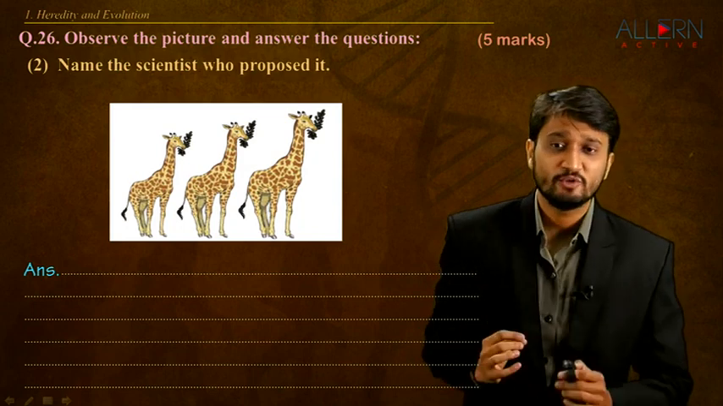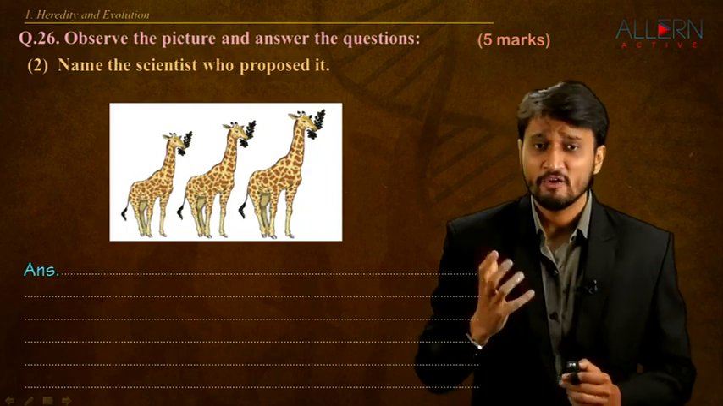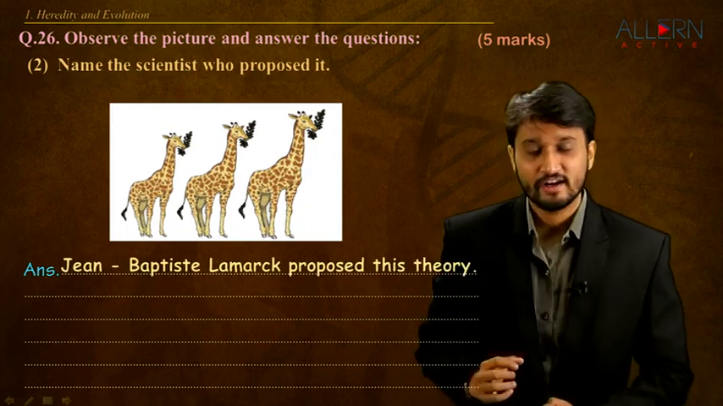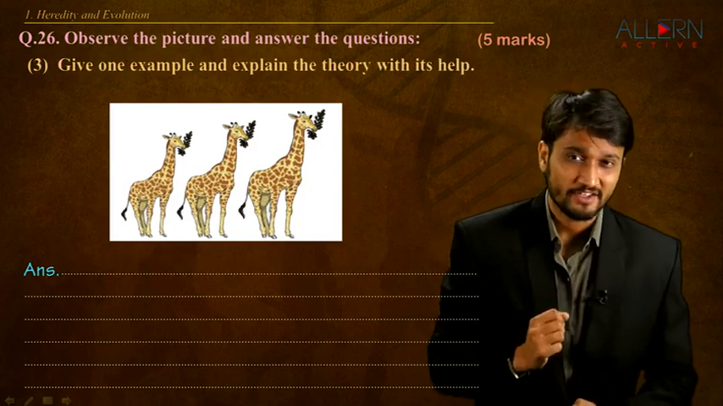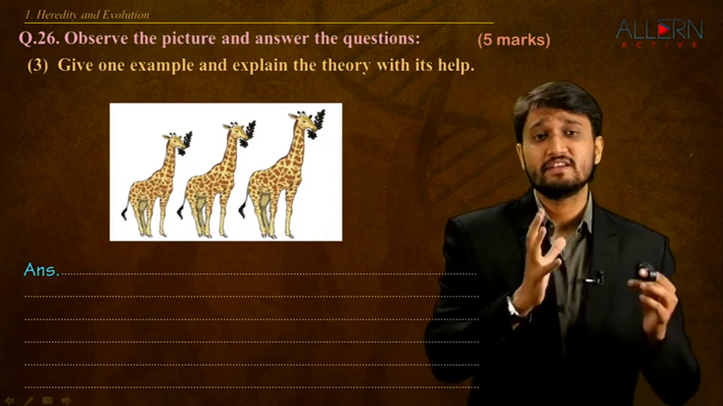Second question related to this image is, name the scientist who proposed it, who put forth this idea. We know that the name of the scientist is John Baptist Lamarck, right? So he proposed this idea of Lamarckism. Third question is, give one example and explain the theory with its help.